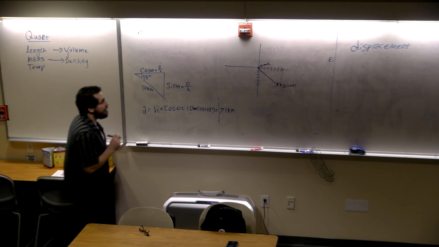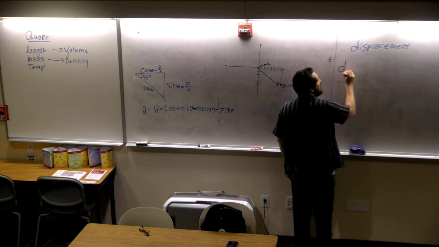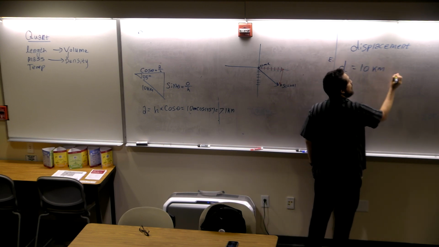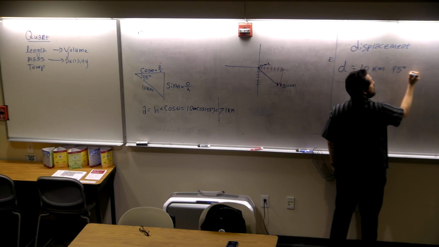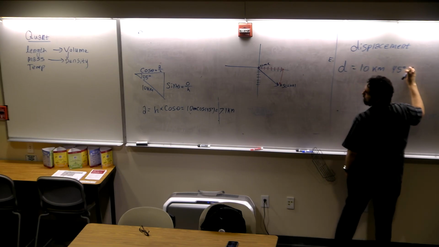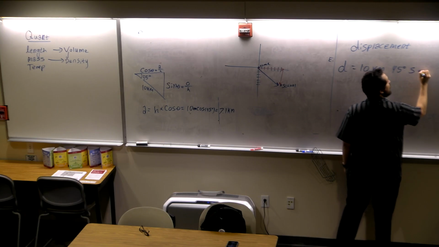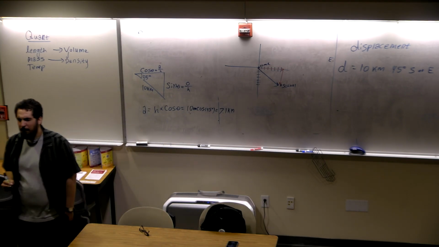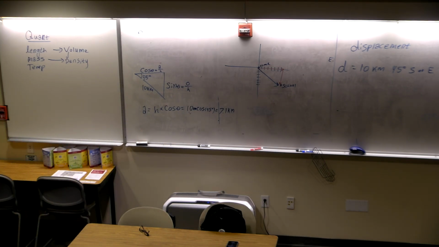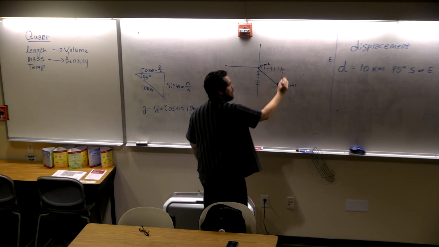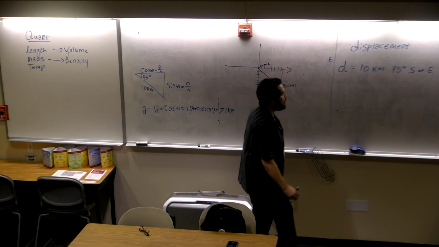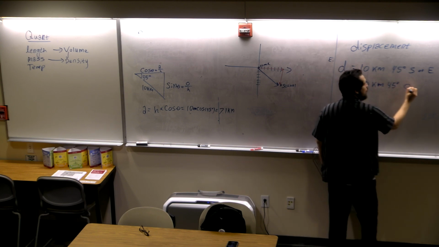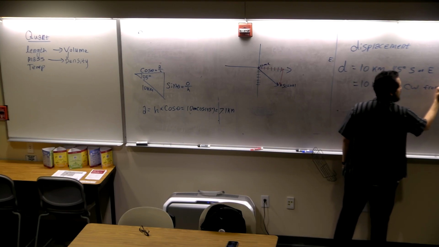So if that's the case, then we can say that our vector displacement, d, can be represented as 10 kilometers, 45 degrees south of east. We can also say this is 45 degrees clockwise from x, because if we look at our x direction, x is to the right, 45 degrees clockwise, it goes down. Say this is 10 kilometers, 45 degrees clockwise from positive x.